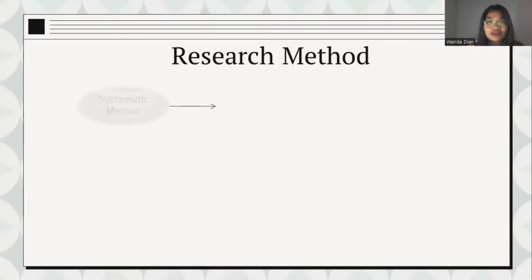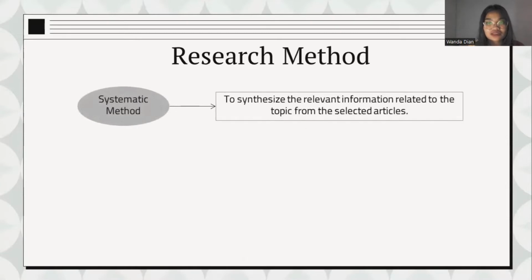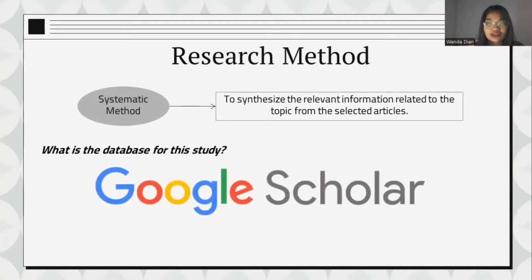The method used in this research is the systematic method. It's used to synthesize the relevant information related to the topic from the selected articles. And what is the database for the study? Google Scholar is determined as the database for the study because Google Scholar is a well-known search engine which contains a lot of academic resources from many fields of discipline.